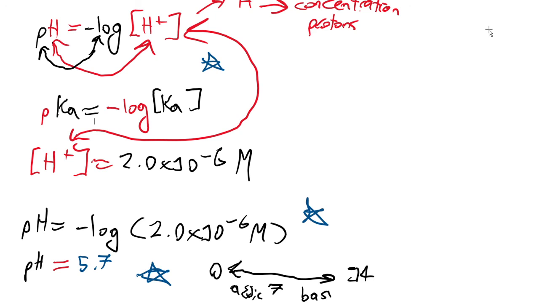So where does 5.7 lie on this line? Pause the video and try and figure out. And yeah, it does lie right around here. So that means it's more acidic. So this is an acidic pH.